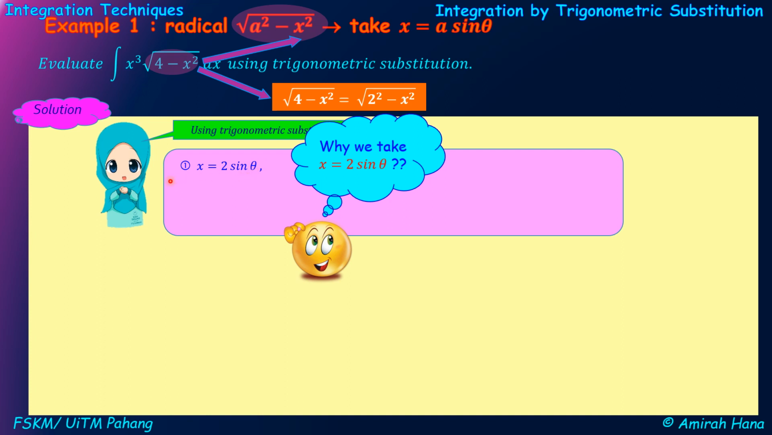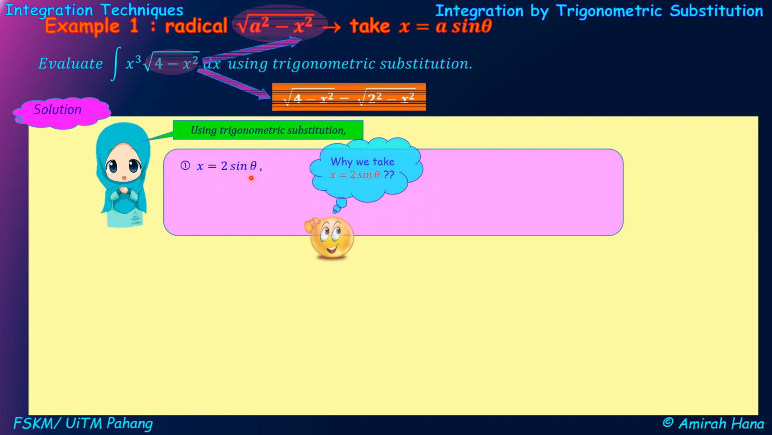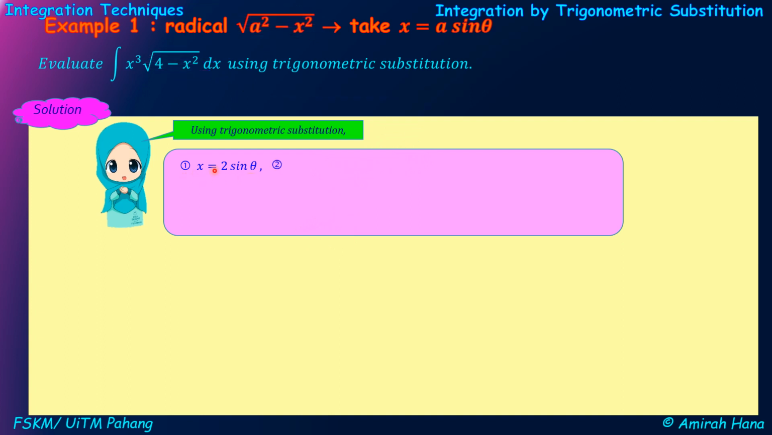The first step is very important. After that, step 2, we need to find x squared, because from the formula, we have a radical containing x squared. So we square both sides, and we get x squared equals 4 sin squared theta. From the given question, we also have x cubed. So we can find x cubed. To avoid error, we find x cubed from step 1. Never find x cubed from step 2.